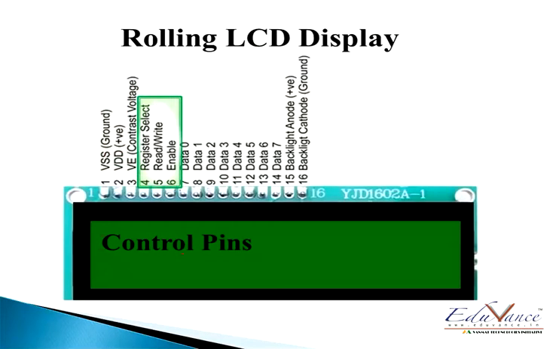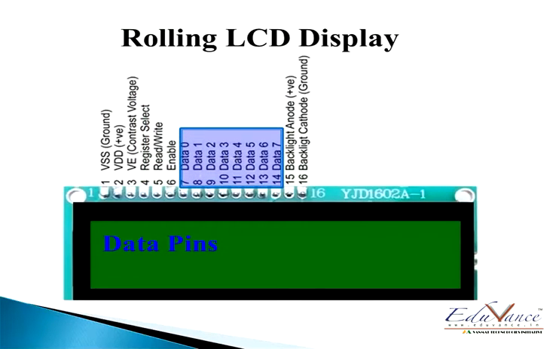Next is the control pins. So what do control pins do? Whether you want to write or read, whether you have enabled the LCD or not, which register you have selected. All the controlling actions of the LCD take place through these control pins. After control pins, we have the data pins. We have 8 data pins, which means we can send 8 bits of data all at the same time. That is, we can send 1 byte to the LCD at once.